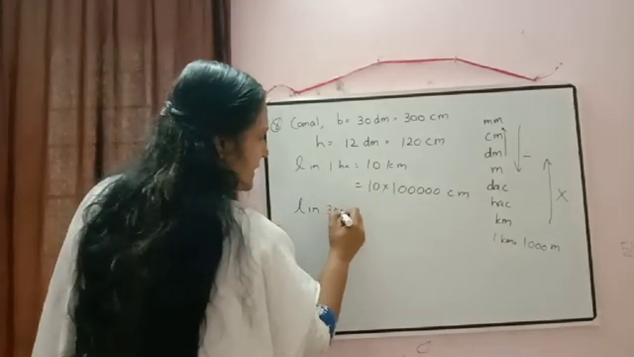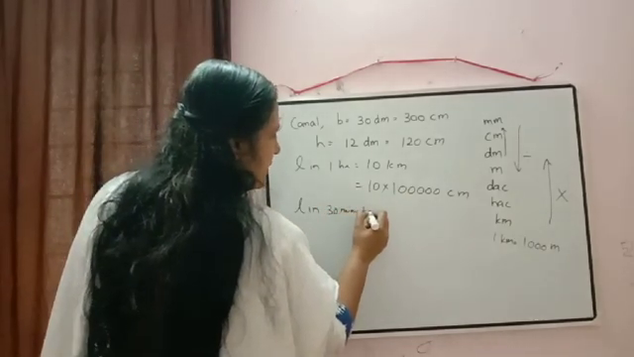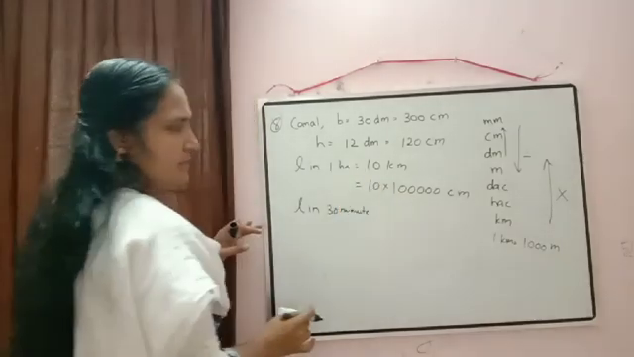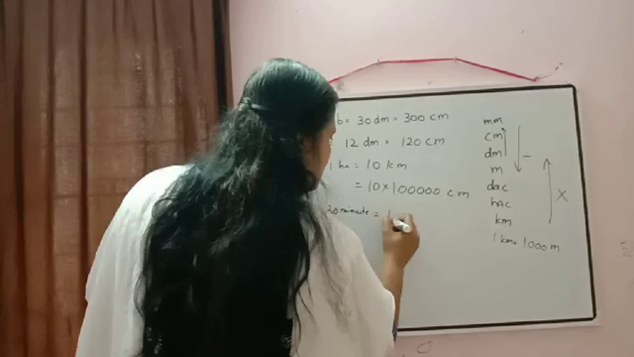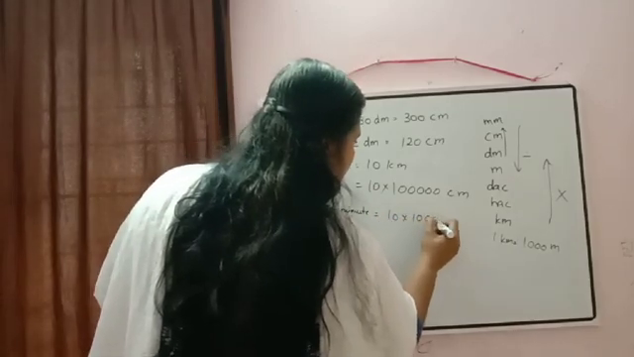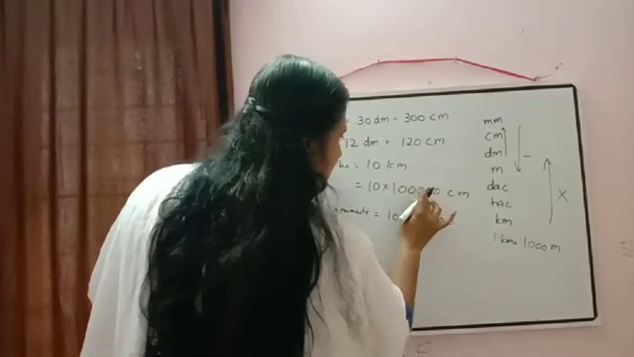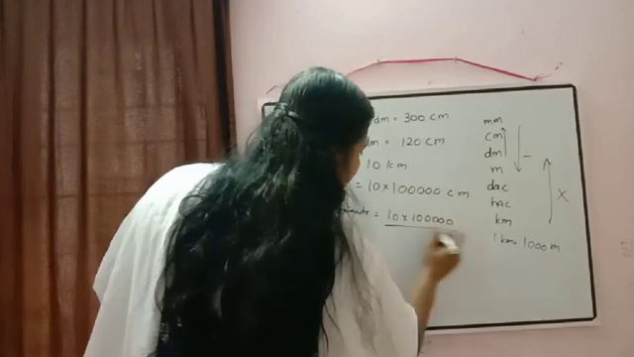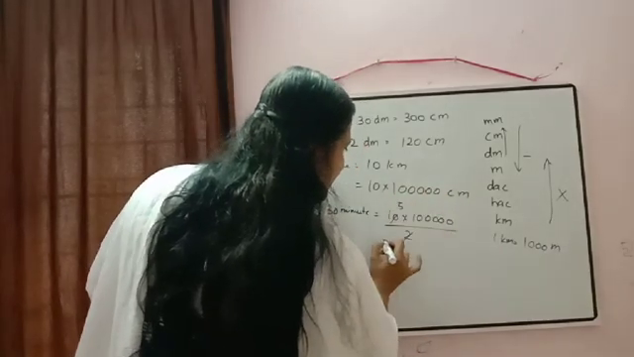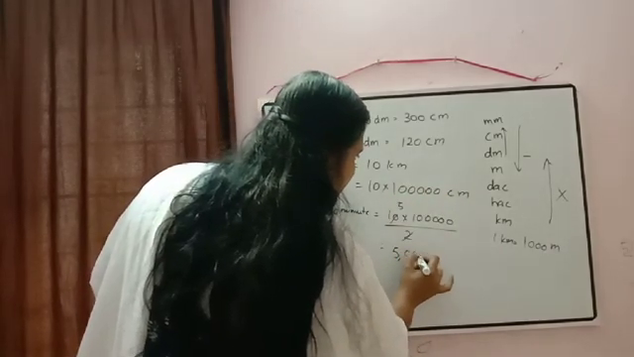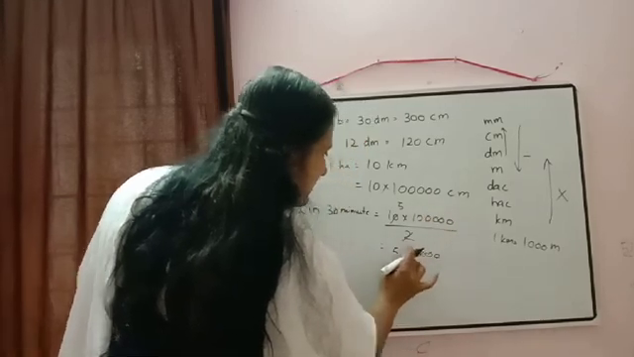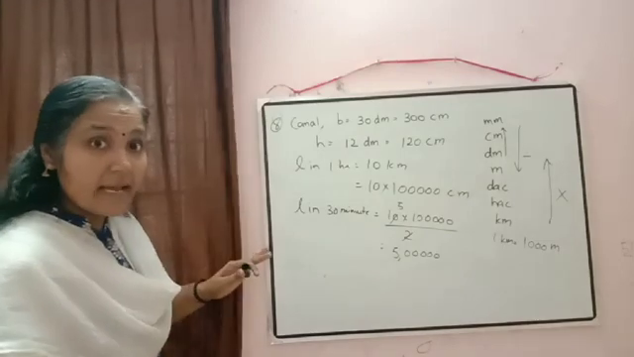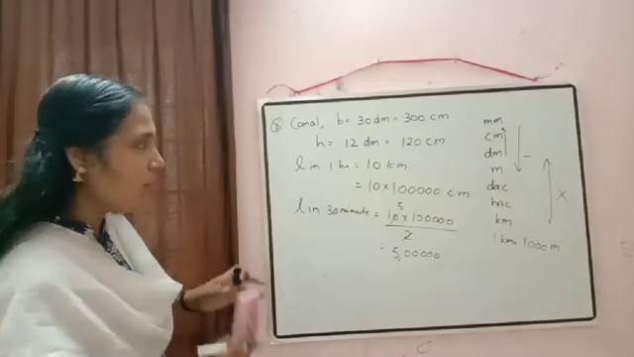Then what will be the length in 30 minutes? The length in 60 minutes is equal to this much, so the length in 30 minutes will be equal to its half only. So we can write 10 into 1 lakh by 2, and we will get 5 lakh. Correct? This is the length only. We haven't calculated the volume yet.